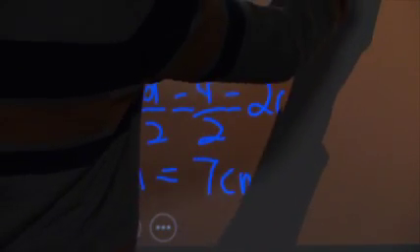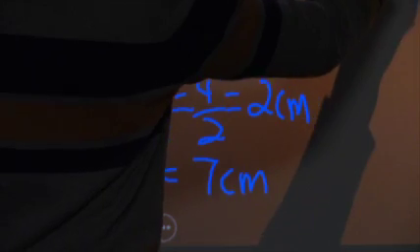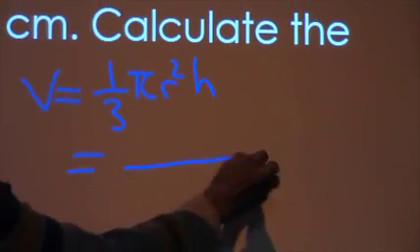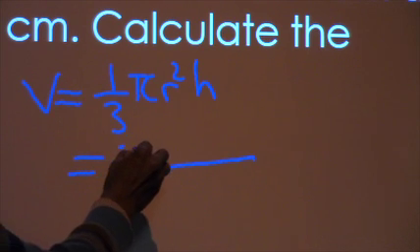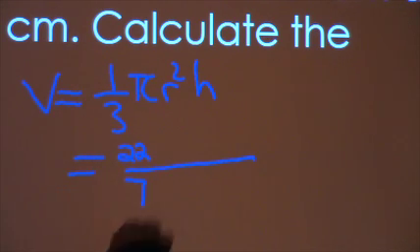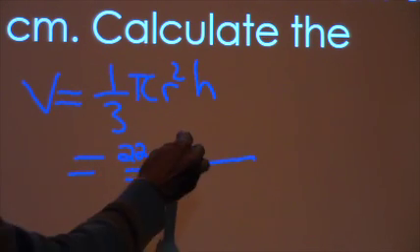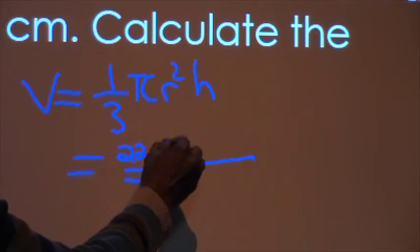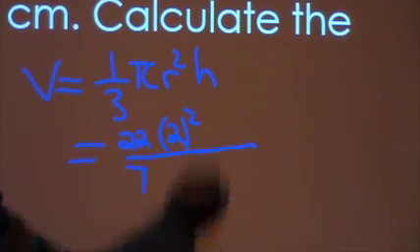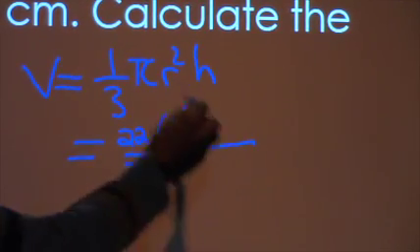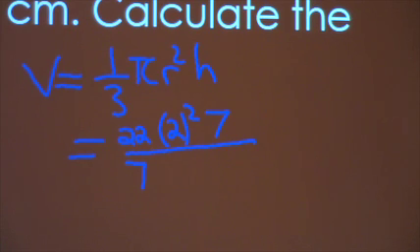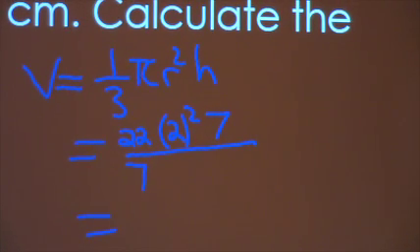The volume of the cone is given by 1 over 3 pi r squared h. So let's write it like this. Pi is 22 over 7, the radius is 2 squared, and the height is 7. So this seems to be fairly easy, right?